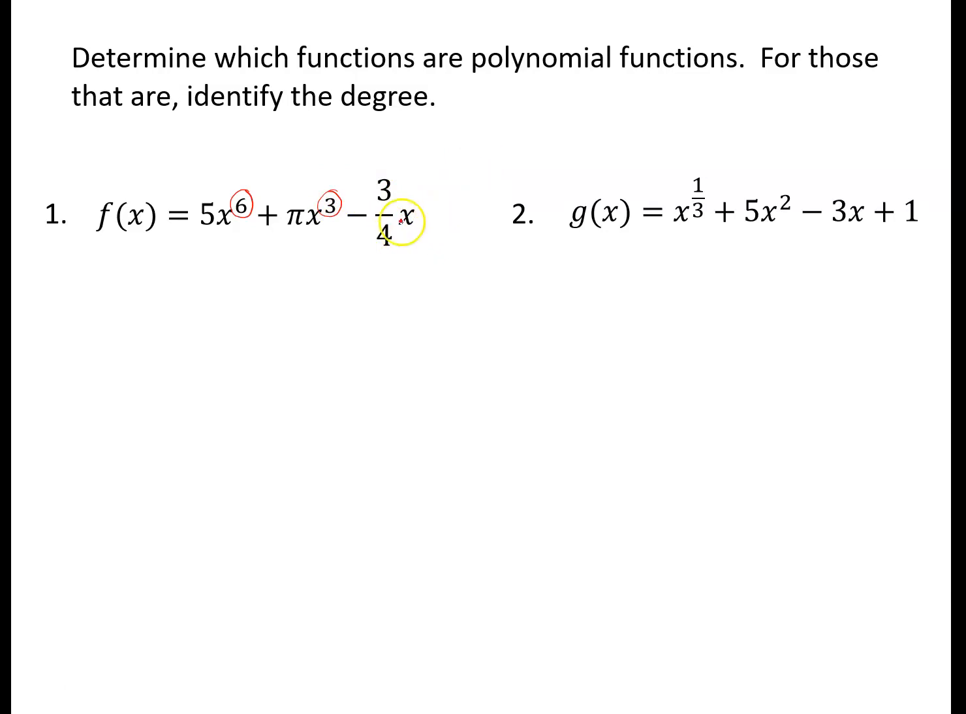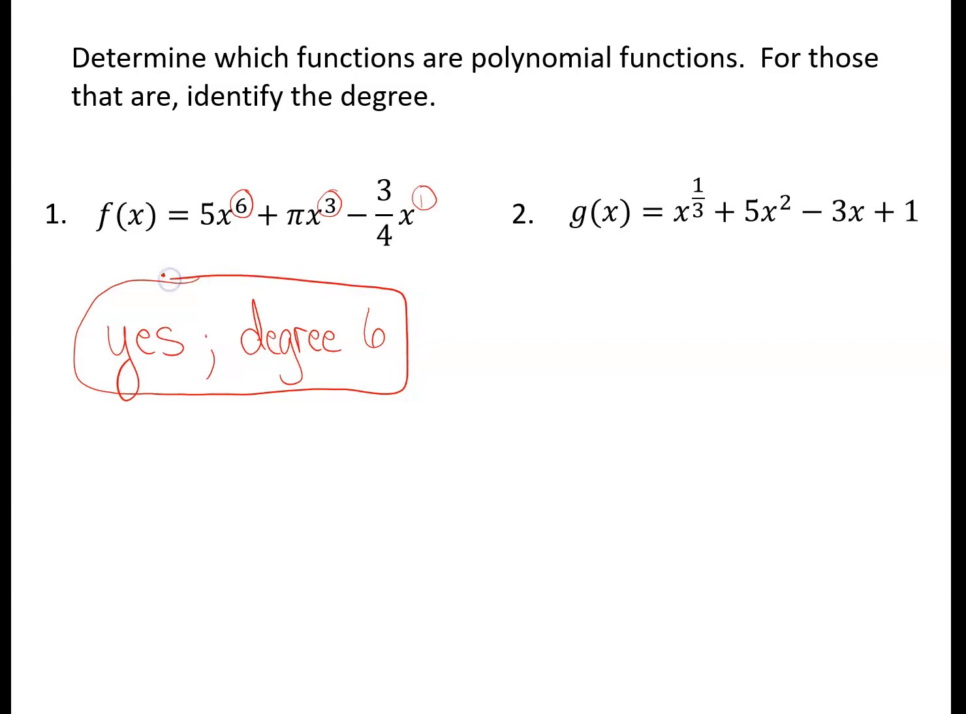And on our third term, we have x. We do not see the exponent, but if you see just an x, there's an invisible 1 as the exponent. So all the exponents are whole numbers. Then we would say, yes, this is a polynomial function. And if the answer is yes, we are going to also tell the degree. The highest exponent, so the degree is 6. And that is our answer for number 1.